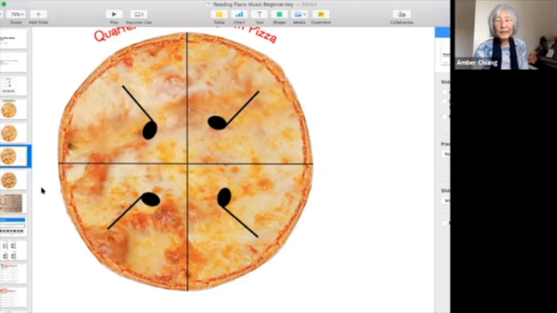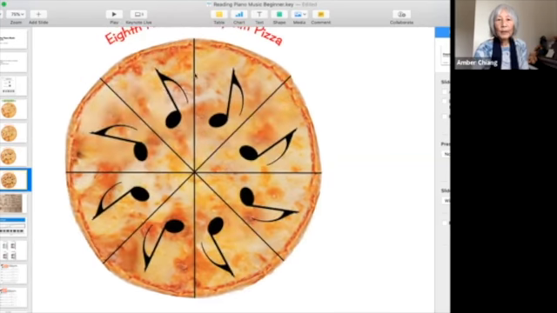We're going to cut the pizza again. Oh my, it's going to get smaller and smaller pieces. So now how many pieces do we have? 1, 2, 3, 4, 5, 6, 7, 8. 8 pieces. So this note is called the eighth note. It's a black note with a stem and a flag.